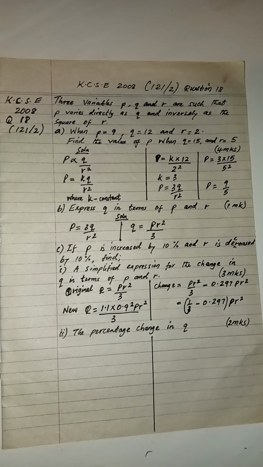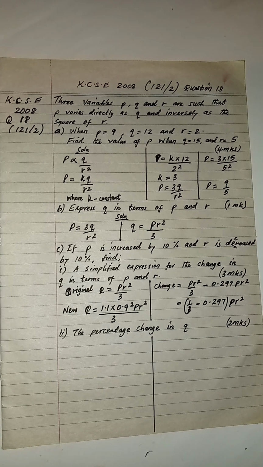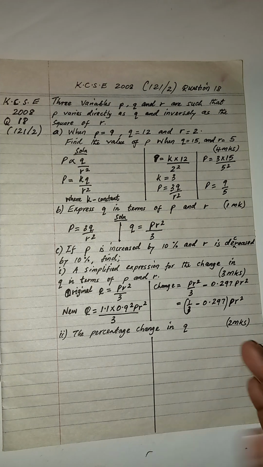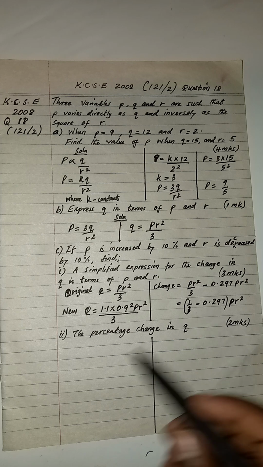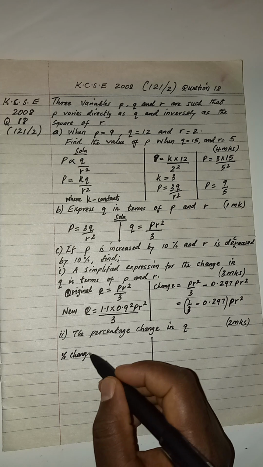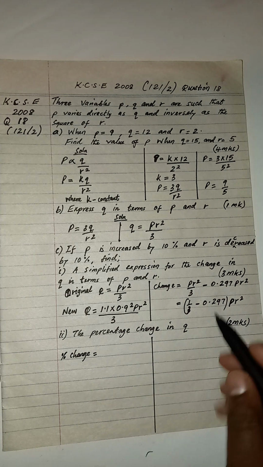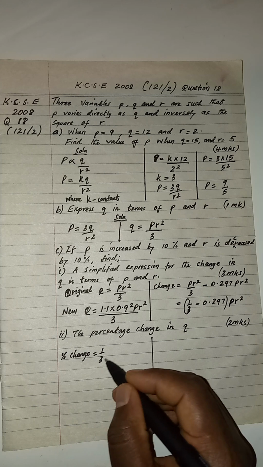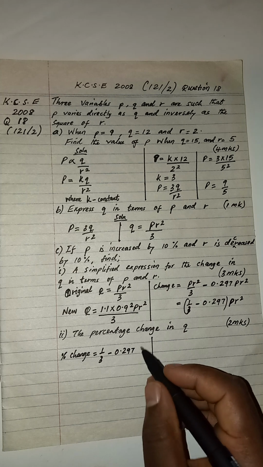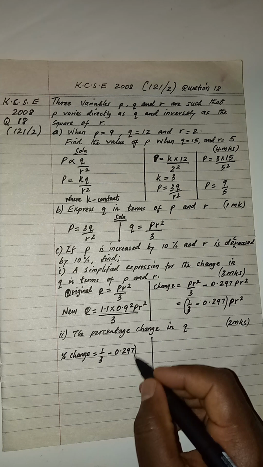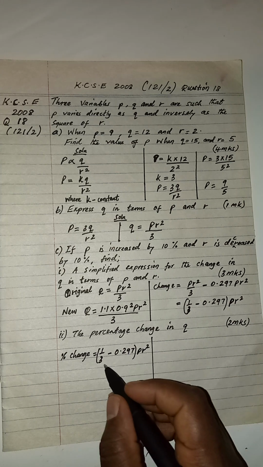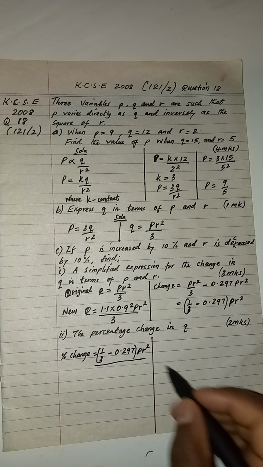Roman 2: the percentage change in Q. So we know that the percentage change, we already have the change. So percentage change will be equal to, the change is given by 1 over 3 minus 0.297, into PR squared, over the original.